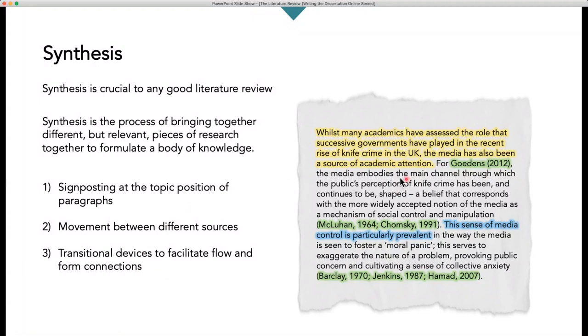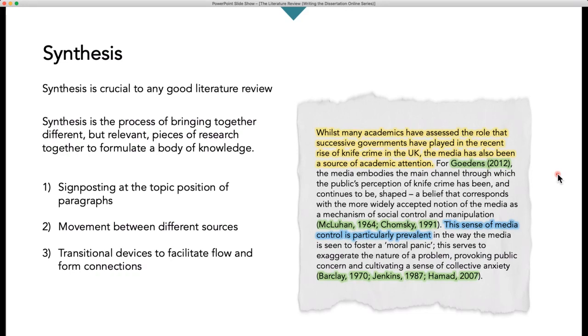You also have, as we sort of talked about earlier, a movement between different sources. At a glance in a literature review, as a marker, if you're glancing through a literature review, you would expect to see paragraphs occupied by a range of different sources. You'd expect to see a movement between different sources like this. That's what you'd expect to see. It's also, as an example in blue shows, use of transitional devices. This example isn't the best example actually of transitional devices, but it gives you a bit of an idea.